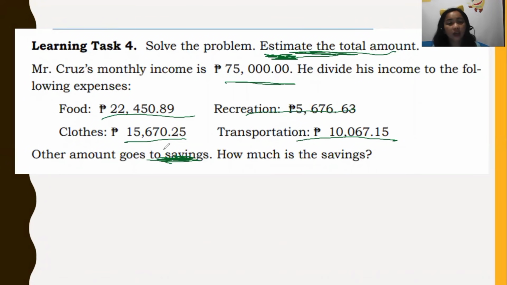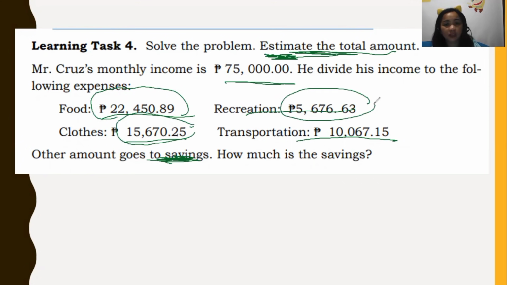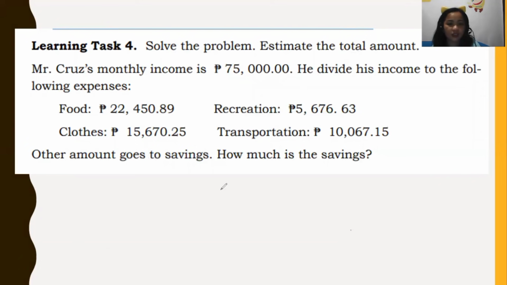So, here, i-round mo muna itong mga to the nearest peso. Round to the nearest peso. Bago mo i-add mo silang lahat after rounding. And then, syempre, ima-minus mo dun sa magkano yung kanyang kabuuang pera. Para makuha mo yung amount for the savings. So, that is learning task number 4. Now, let's go to the next slide.